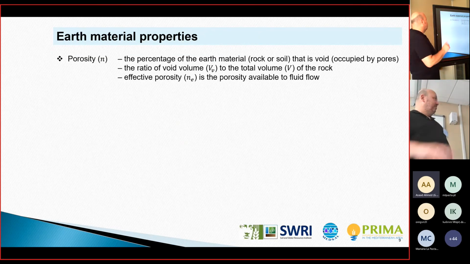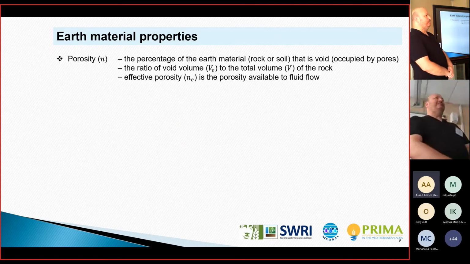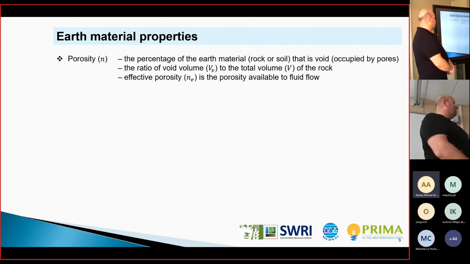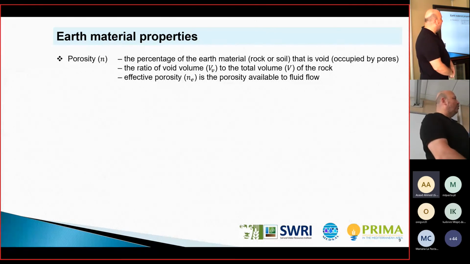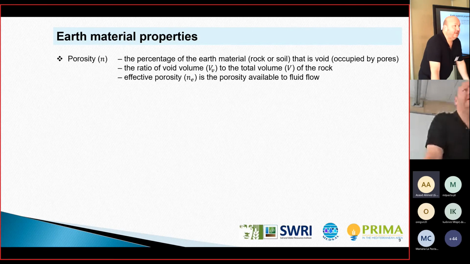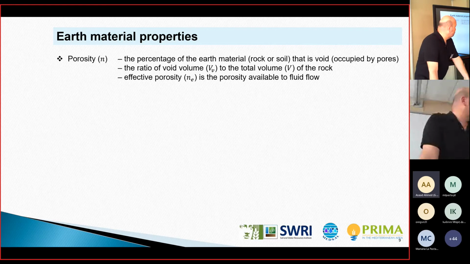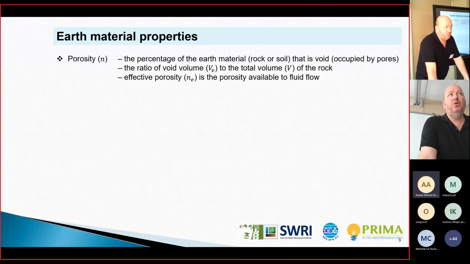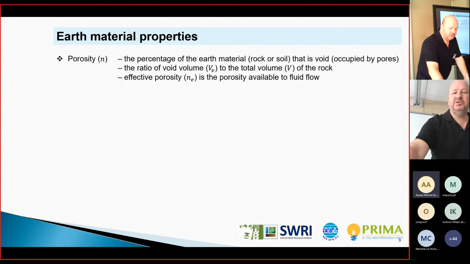So before going on, we need to remind ourselves of some key properties of earth material. Porosity is the percentage of a rock or a soil that is void and occupied by pores, and is expressed as the ratio of void volume to the total volume of the rock. The effective porosity is the porosity available to fluid flow, which in some particular rocks might be lower than the total porosity. In other cases, effective porosity and porosity may be almost equal.